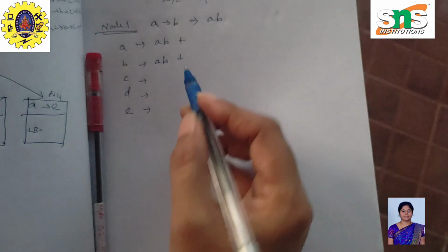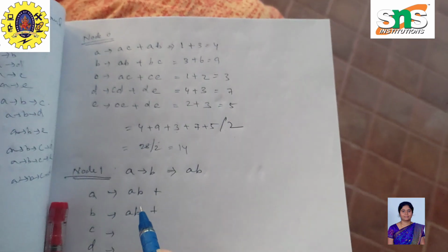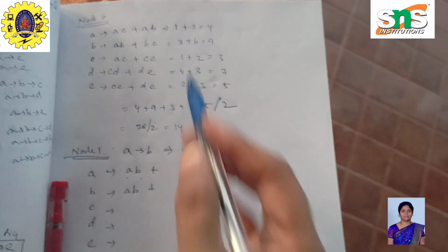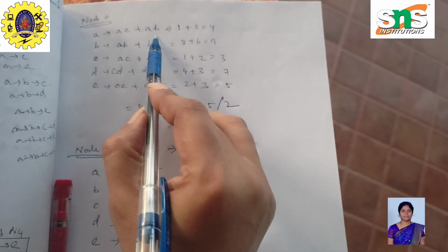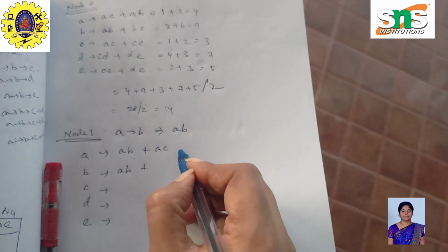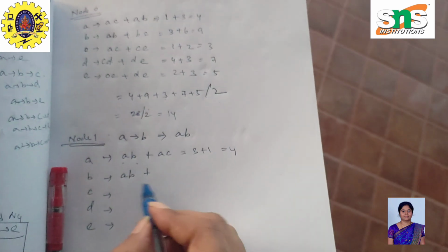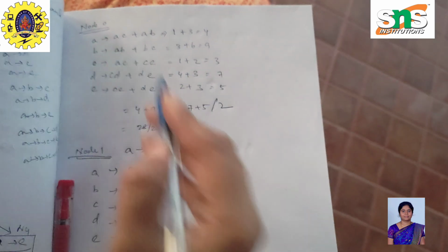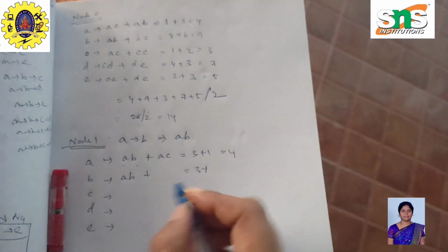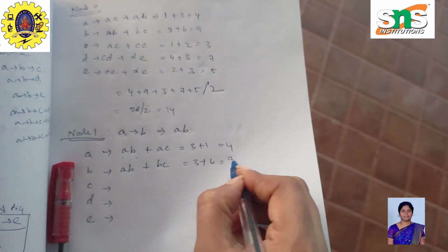Then I have to find the remaining two values. From the zeroth node, AB is already calculated, and the remaining one value is AC. The next minimum value, so it is 3 plus 1 equal to 4. Next is AB, which is already calculated, plus the next value is B plus C. So it is 6, so it is 9.